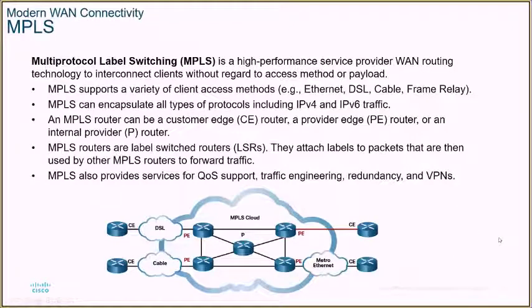All right, so MPLS, or multi-protocol label switching, is a high-performance service provider WAN routing technology to interconnect clients without regard to access method or payload. So it supports a variety of client access methods, be that Ethernet, DSL, cable, Frame Relay, and it can encapsulate all types of protocols, including IPv4 and IPv6. An MPLS router can be a customer edge router, a service provider router, or an internal provider router. So MPLS routers are label switched routers. They attach labels to packets that are then used by other MPLS routers to forward the traffic. It also provides services for quality of service, traffic engineering, redundancy, and VPNs.